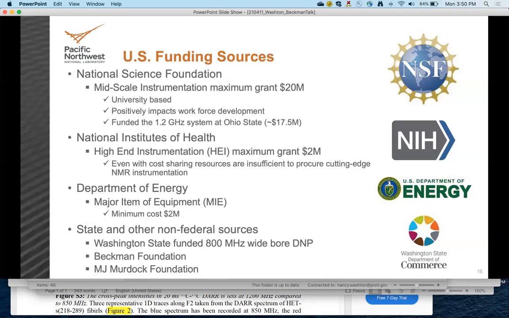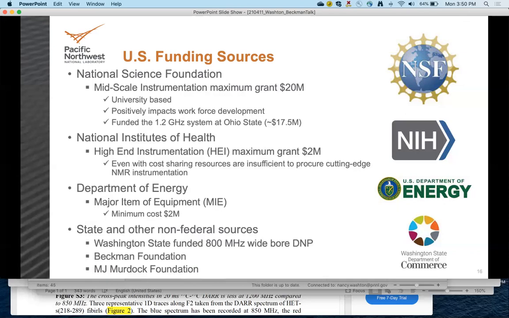So the DNP at Pacific Northwest National Lab was funded actually by the Washington State Department of Commerce. The Washington State Legislature gave us $8 million to buy equipment because we have a new energy sciences building. And we are deeply appreciative of their support, and we would not have had this DNP without them.